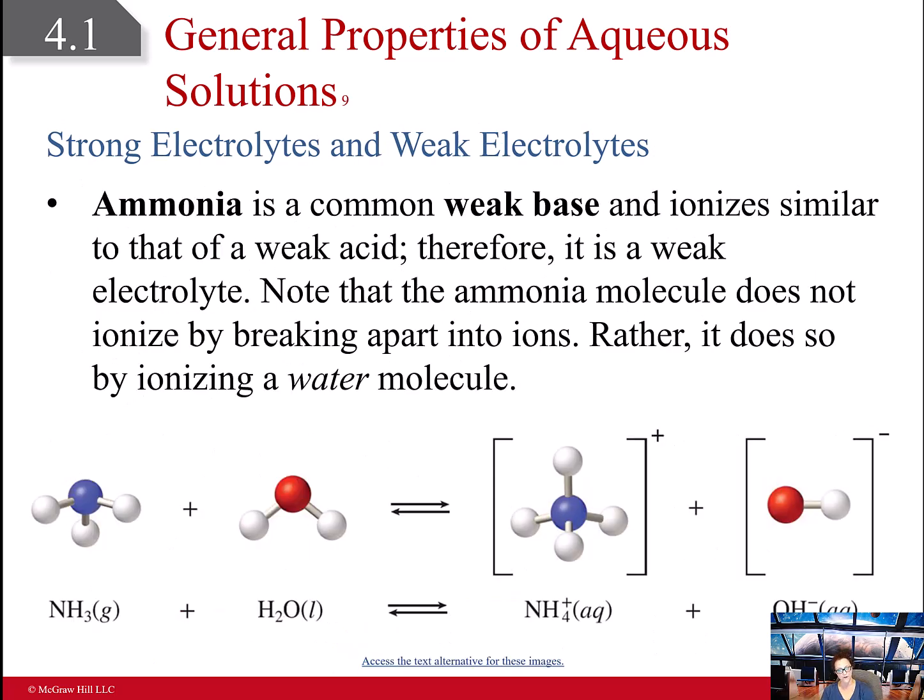Ammonia is a weak base, and it's very similar to a weak acid, in that it maintains some of its molecular form, even though it's a gas in this case. You'll have ammonium and hydroxide in the aqueous form, but it will have a double arrow because most of it does not ionize.